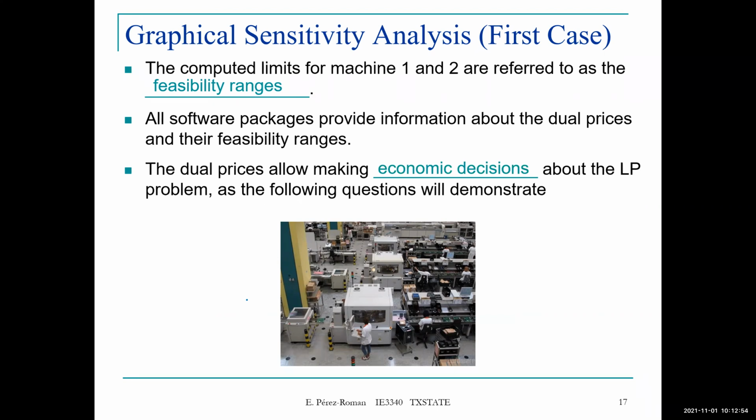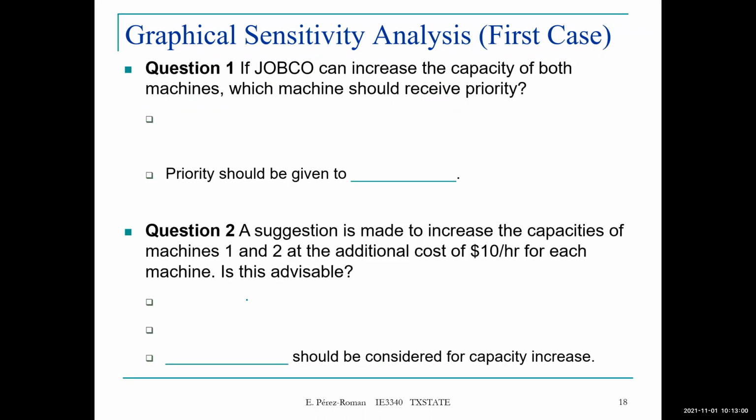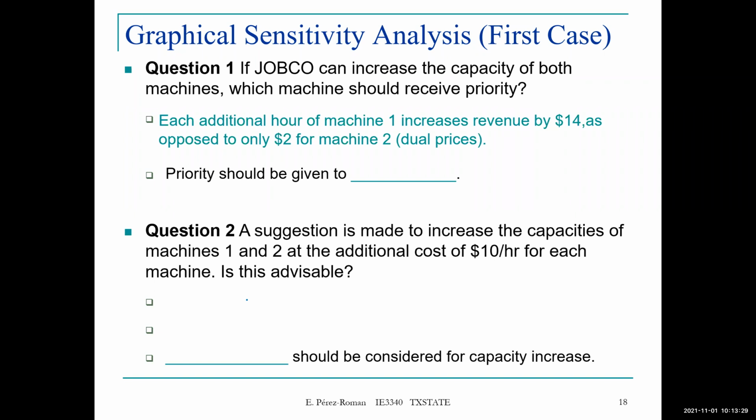Okay, so let's try to answer these questions with the information that we have about this problem. Question 1: if Jobco can increase the capacity of both machines, which machine should receive priority? So that's a question for you. If you had to make a decision of increasing one of the 2, which one would you go for? The first one, right? And the answer is easy. You have an increase of profit of $14 versus an increase of profit of just $2. So each additional hour of machine 1 increases revenue by $14 as opposed to only $2 for machine 2. Those are based on the dual prices. So the priority should be given to machine 1.